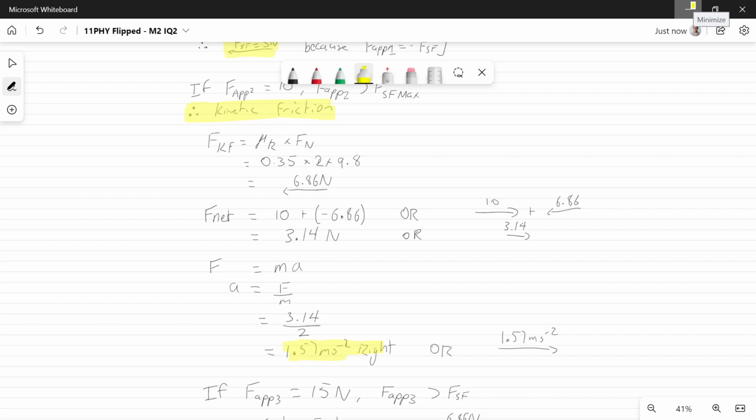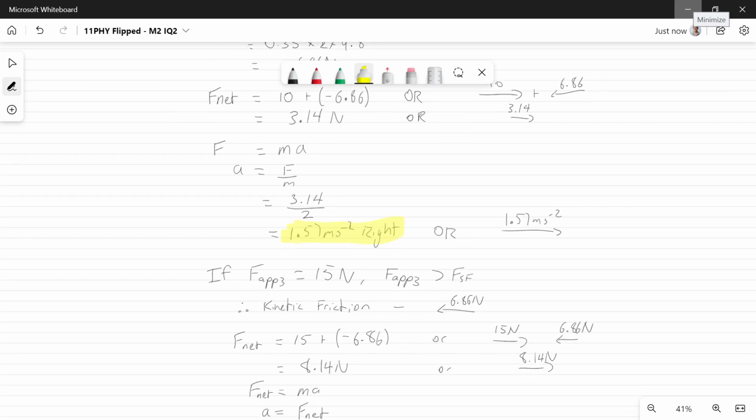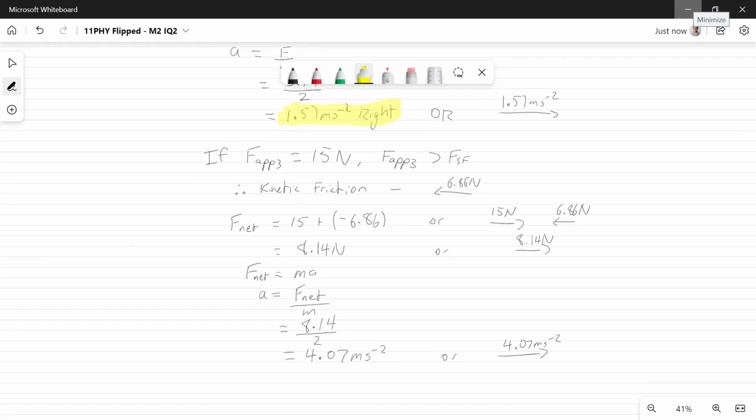In the first example, we found that that was 1.57 meters per second squared. And I said that it was simply to the right because there was no direction given in the problem. So I just followed what I'd drawn up in my diagram.